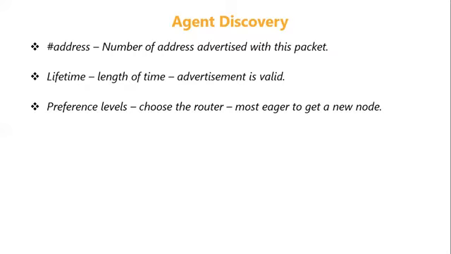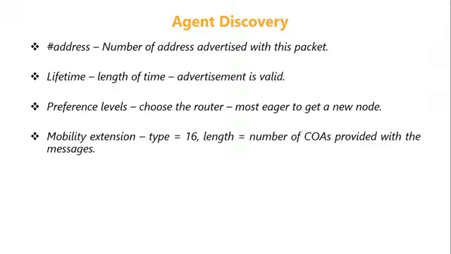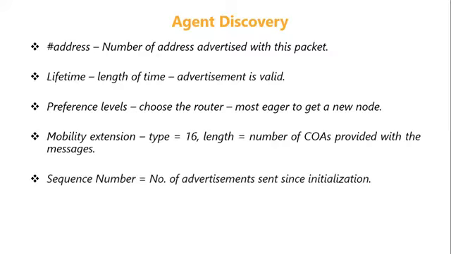So the difference compared with ICMP advertisement is what happens after the router addresses. The lower part of the message contains the extension for mobility, and it has the field type, which is set to 16. And the length field depends on the number of COAs provided with the message.